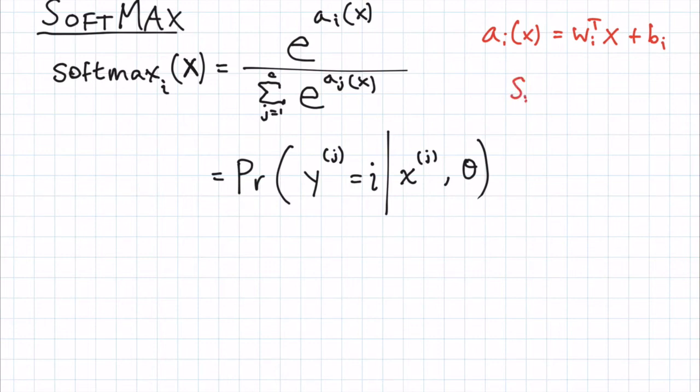Now, since each softmax of i is between 0 and 1, and the sum over i is equal to 1, this forms a valid probability distribution, and so we can write the softmax as a probability explicitly, where this represents the probability that this data point, x_j, comes from class i.